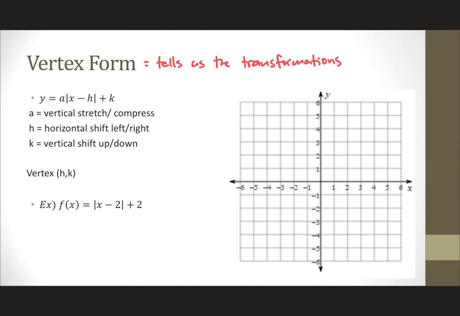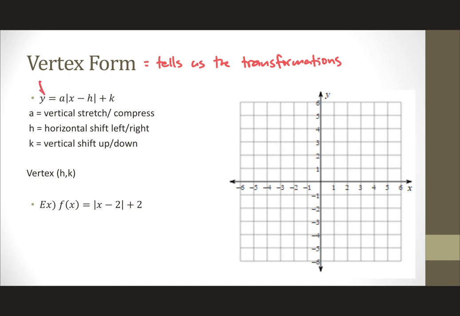Okay, the transformations of the graph. If our parent function is the most basic of all these functions, then the vertex form tells us where the parent function moves. Kind of like the GPS. The GPS tells the car where to move. Vertex form tells the parent function where to move.